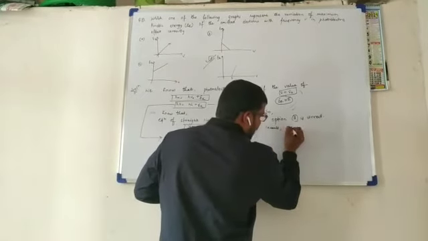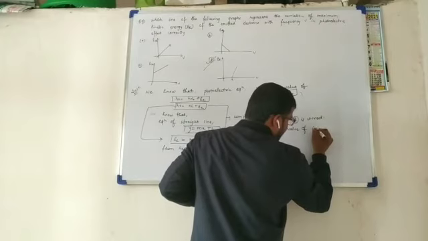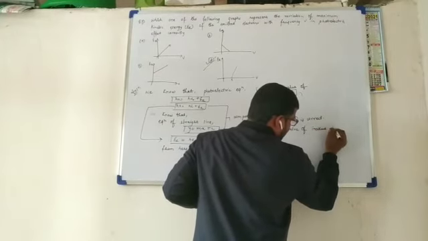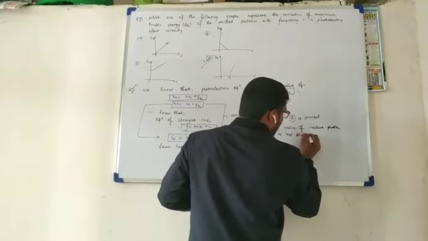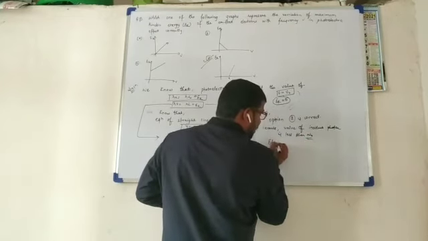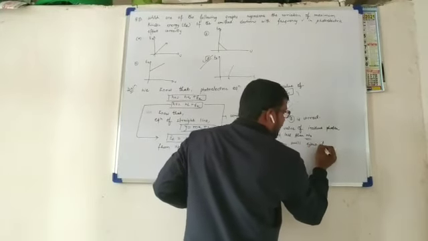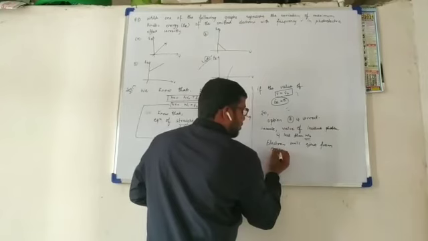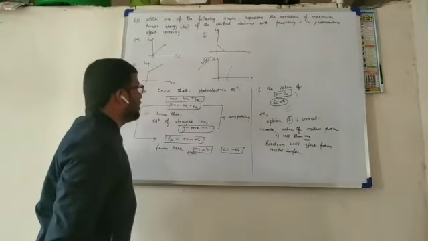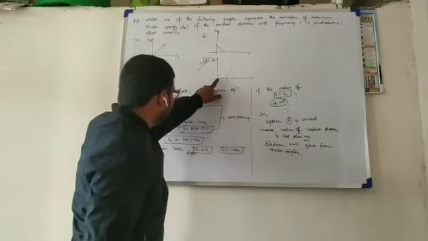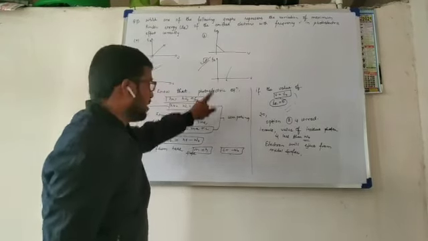Because the energy of the incident photon is less than the work function, the electron will never eject from the metal surface. So in the fourth option, option D, if nu equals nu naught, then the kinetic energy is zero. So option D is correct. So thank you.